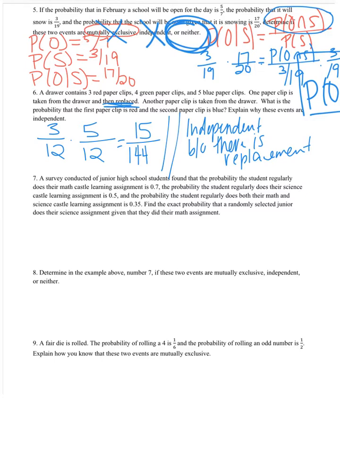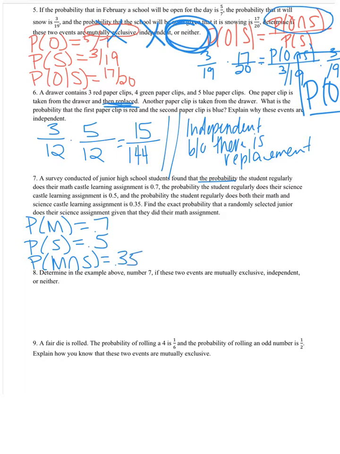Number 7. A survey conducted of junior high school students found that the probability that the student regularly does their math is 0.7. So this gives me the probability. So the probability of them doing their math is 0.7. Regularly does their science is 0.5. And regularly does both math and science is 0.35.